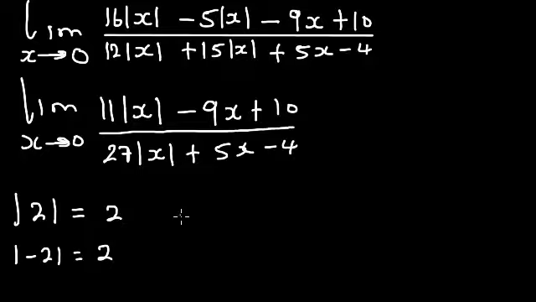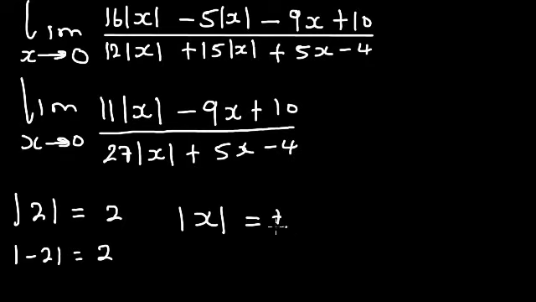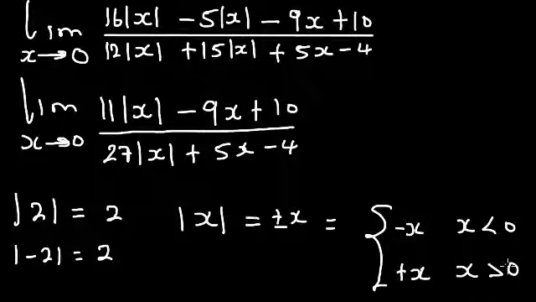Perfect. Now, when the input turns out to be a variable and not a constant or a number, then the absolute value of x turns out to be two different results. It's usually equal to plus or minus x. However, to make it more generalizable, the result of the absolute value of x is represented as a piecewise function. That is, it is equal to negative x when the value of x is less than 0, and it is equal to positive x when the value of x is greater than 0.